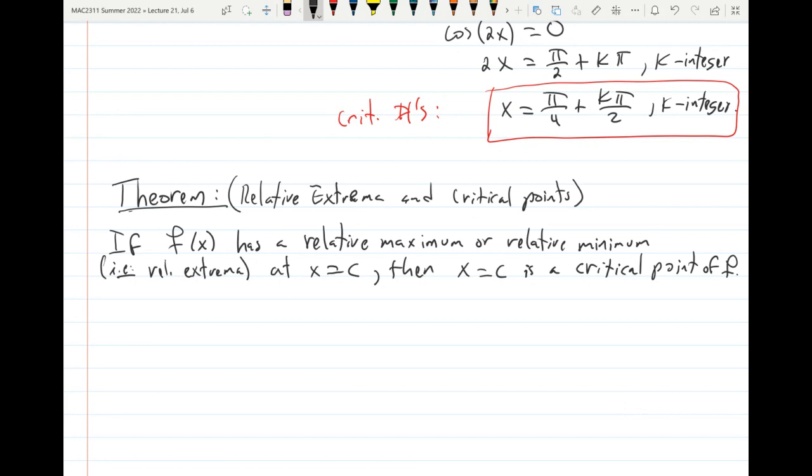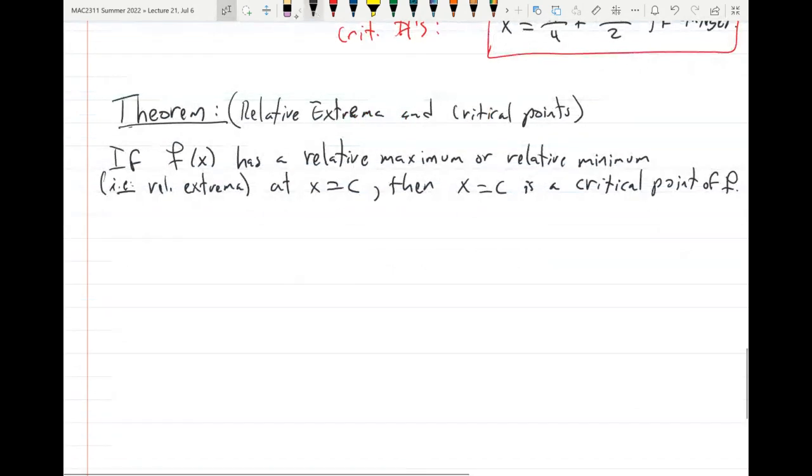The converse of this statement is: if x equals c is a critical point, then the function has a relative extrema at x equals c. No, that's not true. Think about y equals x cubed. Okay, that's not true. Now what we're saying is the other way around. If we have a relative extrema, then at that point we need to have a critical point. In other words, the derivative either is 0 or undefined. So let's prove that. So proof.